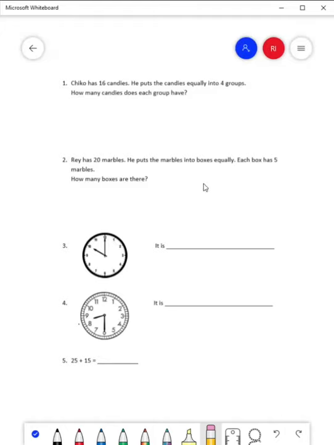Okay, so hello everyone. Today we are going to review some questions that will be on your test for POAS. The first subject is actually mathematics, so let's just get started.